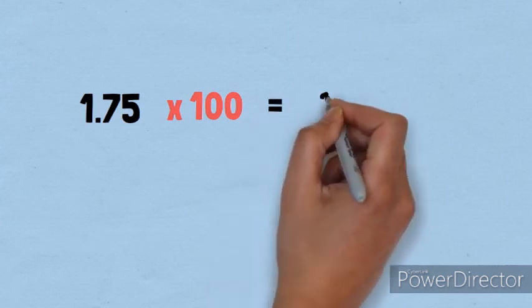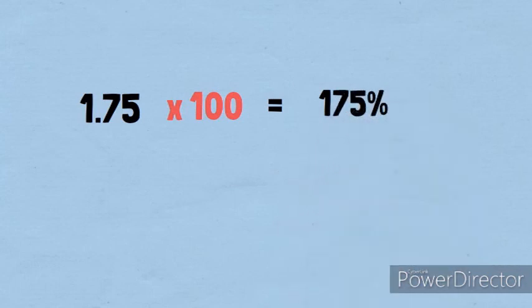Now 1.75 converted to a percent. Multiply 1.75 times 100. To do that, just move your decimal point 2 places to the right. So that's 175. So 1.75 converted to a percent is 175%.